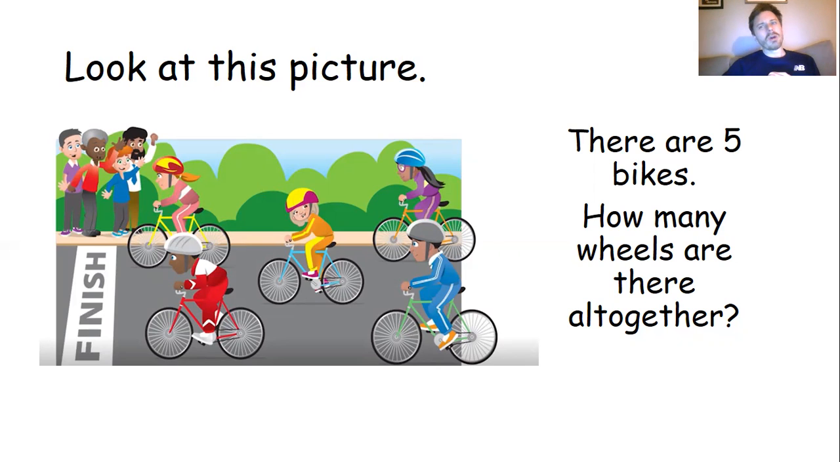But you know already, I didn't need to explain this, that each bike has, that's right, a pair of wheels. So the important numbers that you should have got out of that word problem are the number 5 and the number 2. Okay, so what do we do with those numbers?